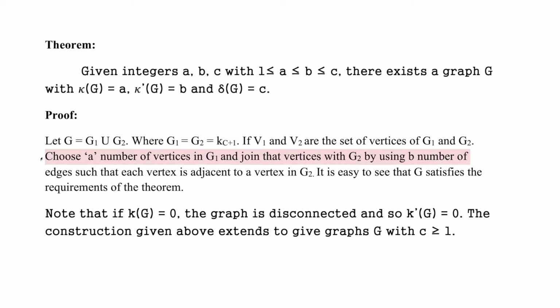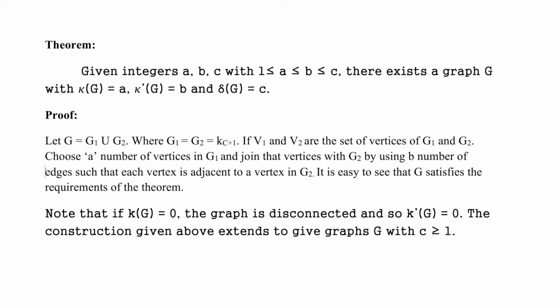is we are going to choose subsets of vertices in the first graph G1 and some edges in the second graph G2. That is, we are going to choose A number of vertices in the first graph and connect that with the next graph by using B number of lines. That is, all the A vertices should be incident, at least it should have a degree 1 with the next graph. So, in this way we can create a graph that satisfies our inequality.